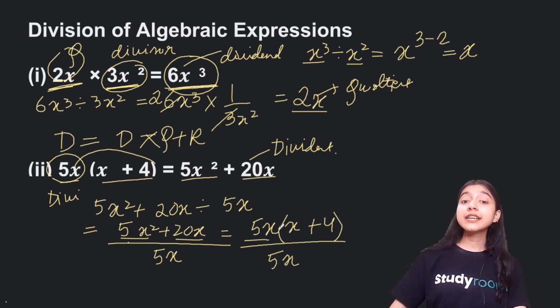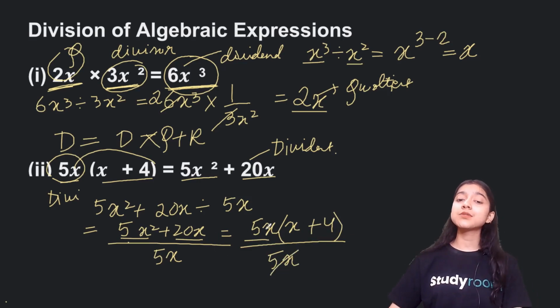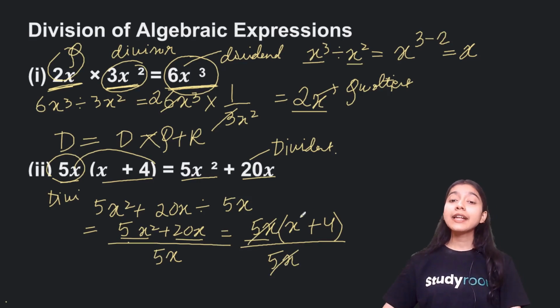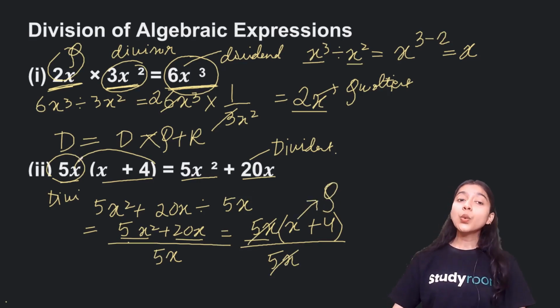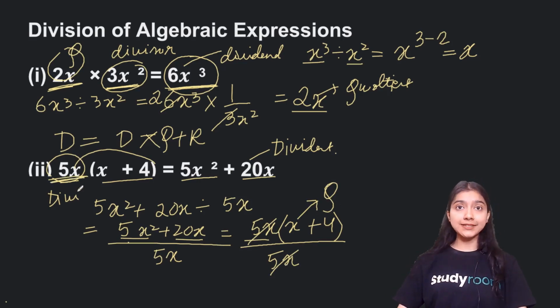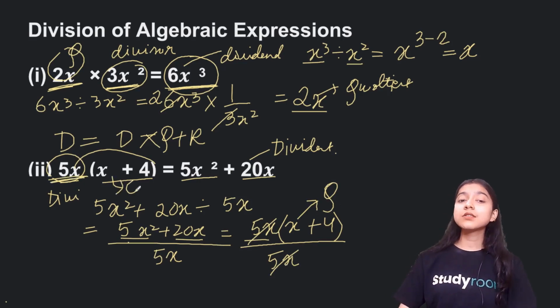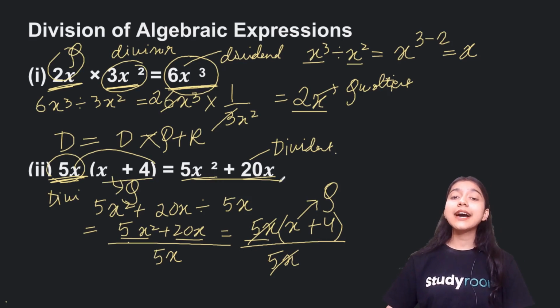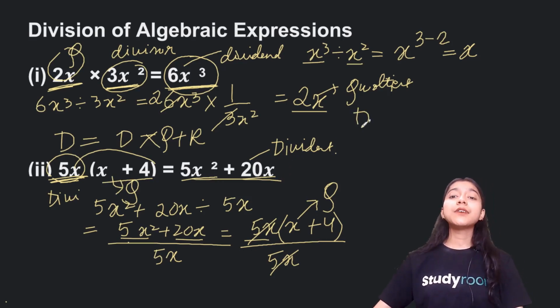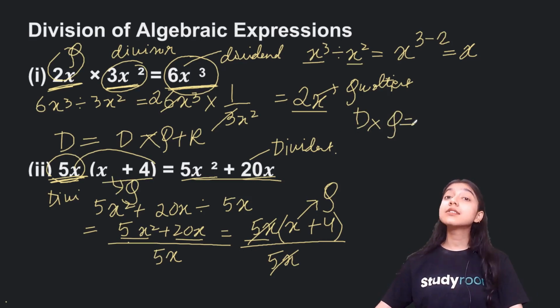Now, why did we take out the common factor? Because this 5x will get cancelled out with this 5x, and thereby x plus 4 will be left as the quotient. So, we took this 5x as the divisor, x plus 4 came as the quotient, and this entire thing was the dividend. So, again, the same thing is following, that divisor multiplied with the quotient is giving us the dividend. Isn't it?